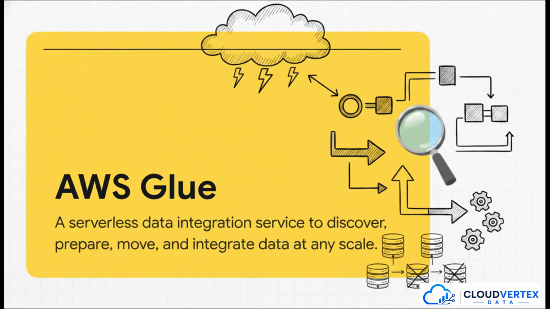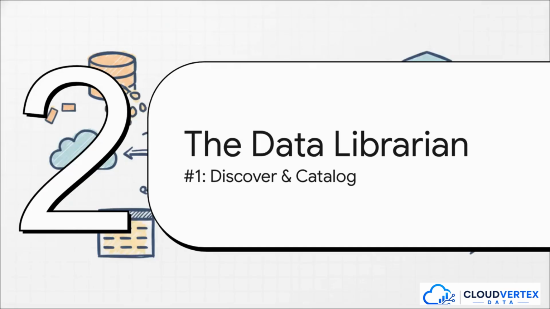What that means for you is you don't have to manage any infrastructure. Seriously, no setting up servers, no provisioning software. AWS handles all of that messy back-end stuff. You get to focus purely on your data. To really understand Glue, let's look at its two big superpowers. The first one is its amazing ability to automatically discover and catalog your data.